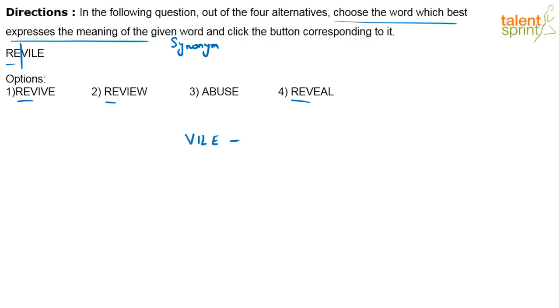Yes, it's a negative word, right? So vile means extremely unpleasant, nasty, bad, disagreeable, right? It's a negative word. And we also want a synonym, which means out of the options, whichever option gives me a negative meaning, I choose that option. That's it.